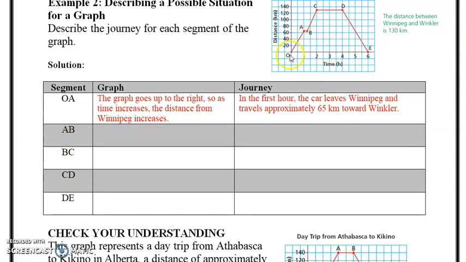So in the graph from O to A, we use O here for origin. Okay, that's a popular word to use when it's at 0, 0, where the X and Y axes meet, or the vertical and horizontal, we call it O for origin. The graph goes up to the right, so as time increases, the distance from Winnipeg increases. In the first hour, the car leaves Winnipeg and travels approximately 65 kilometers towards Winkler, right? Because your driving distance is the distance between Winnipeg and Winkler, okay?